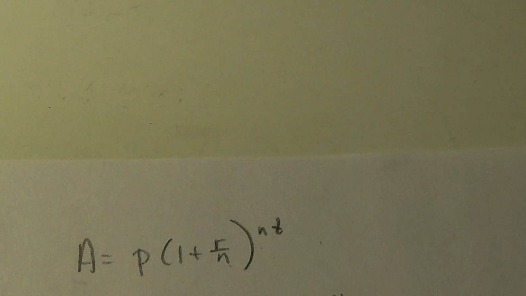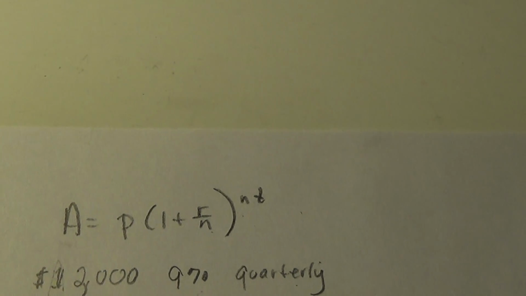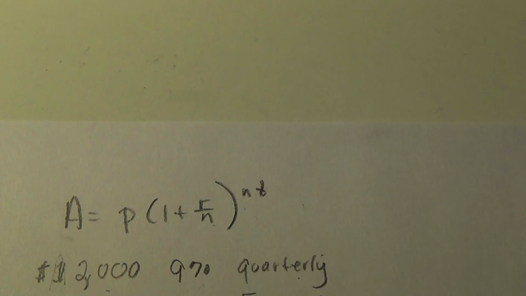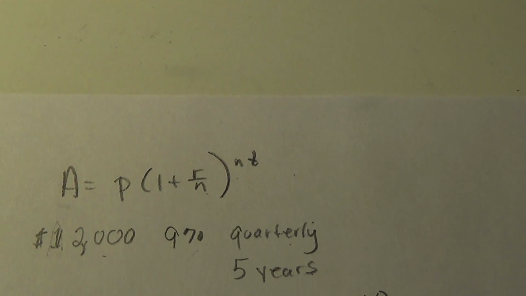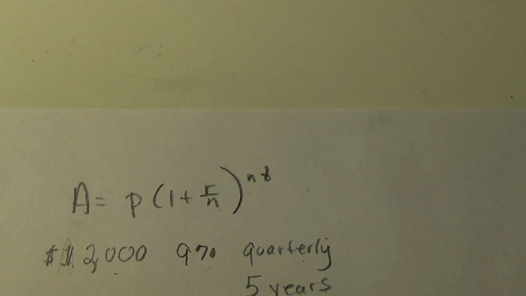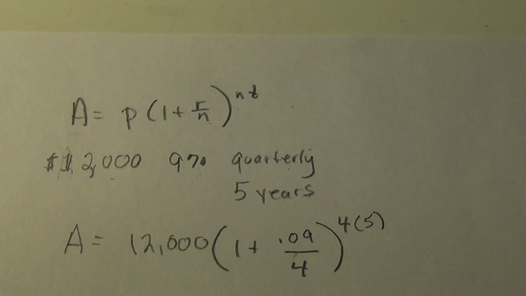All right, we're going to take the expression that allows us to compute compounded interest, and we're going to do a problem with it. So there's the equation. The problem is $12,000 invested at 9%, and it's going to be compounded quarterly over 5 years. So see if you can plug in the values where they go. And it turns out the amount is 12.